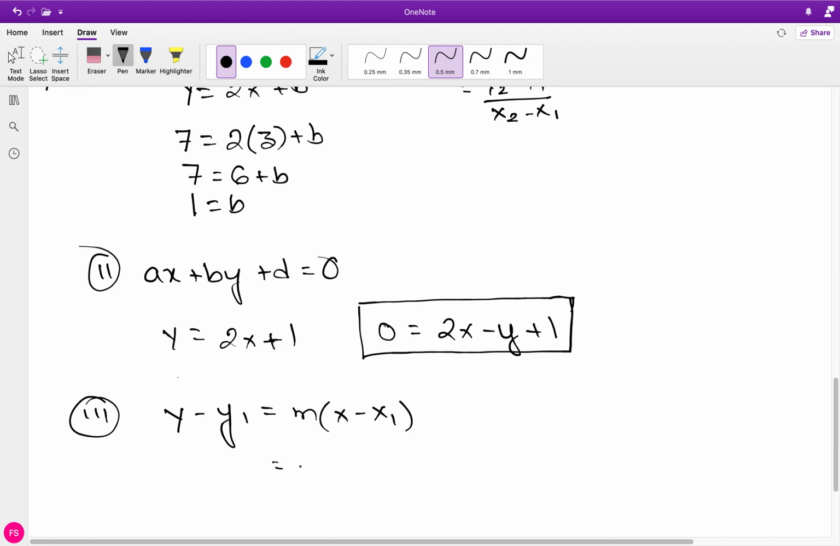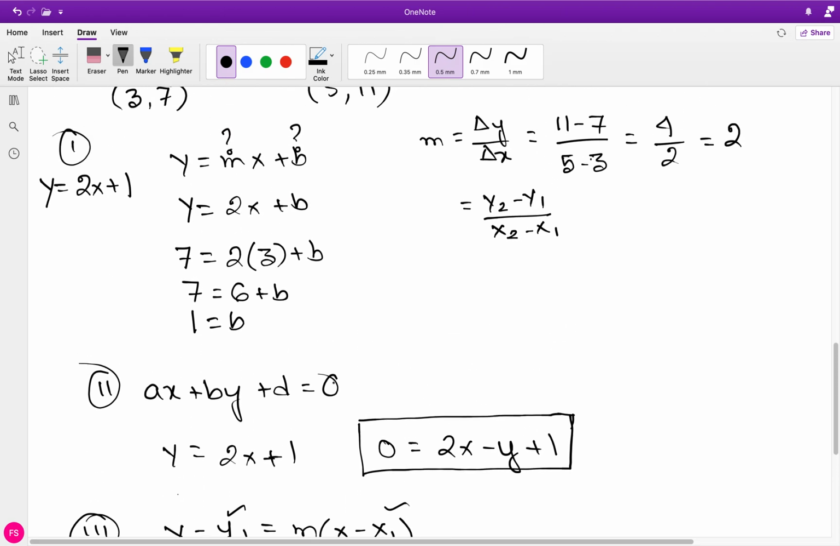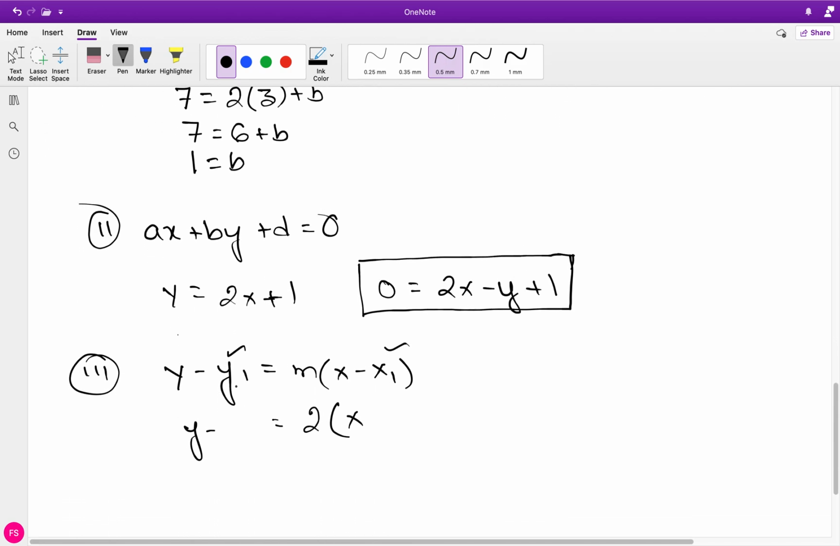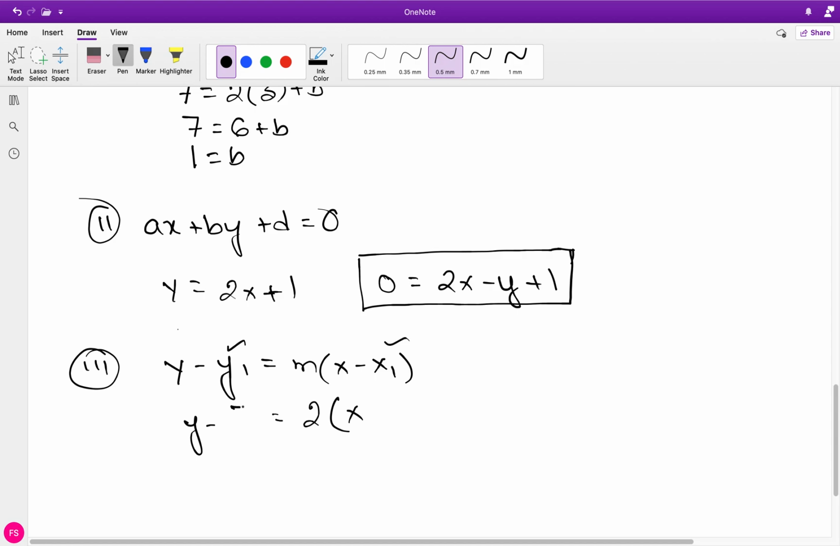I already know the m for this, which is just 2. Now for y1 and x1, you can just take any 2 points. It doesn't matter. You could take this one or that one. You will get the same answer. Okay, I'm going to take this 3 and 7. So that means my y1 is 7 and x1 is just 3. And you can just leave it like that.